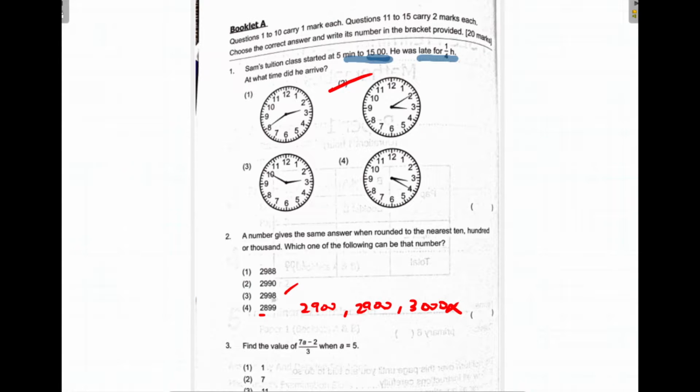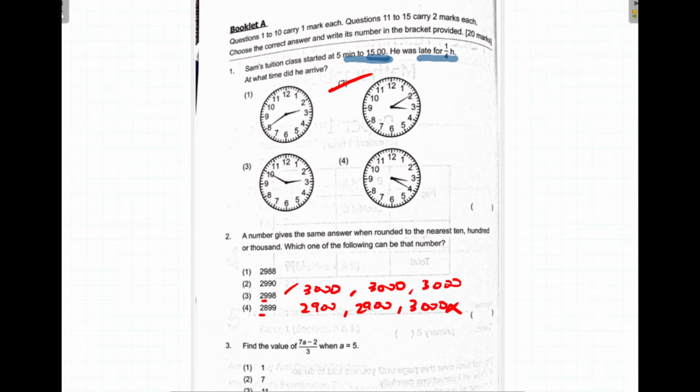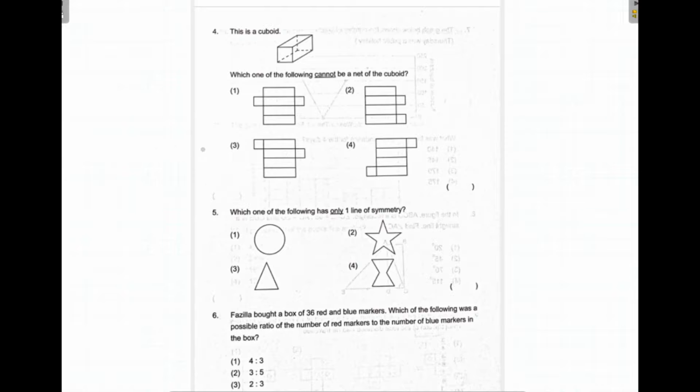Because when you round off to the 10, it's actually 3000. To the 100, it's also 3000, and 1000 is also 3000. Okay, so let's go back and see what other question. Question number 4. Question number 4, the answer is actually 2.